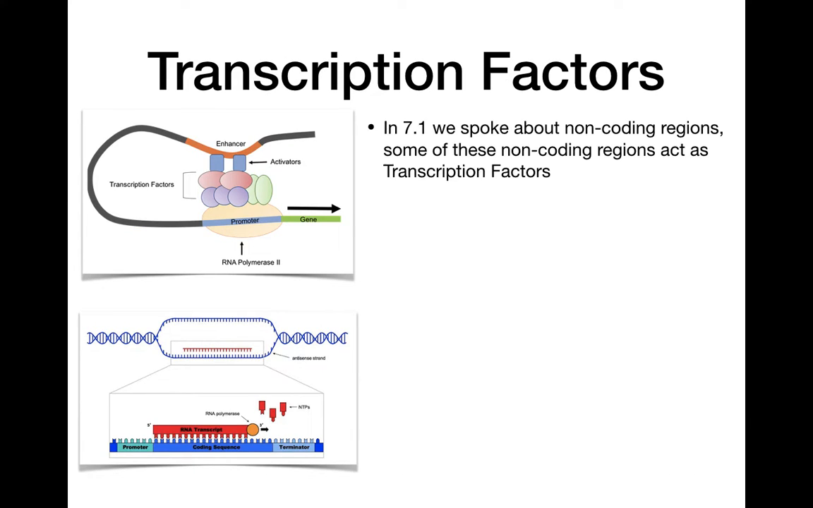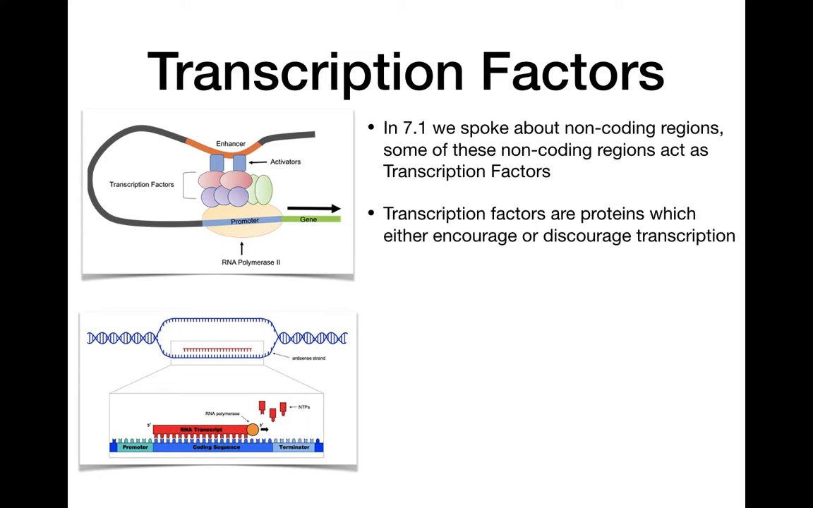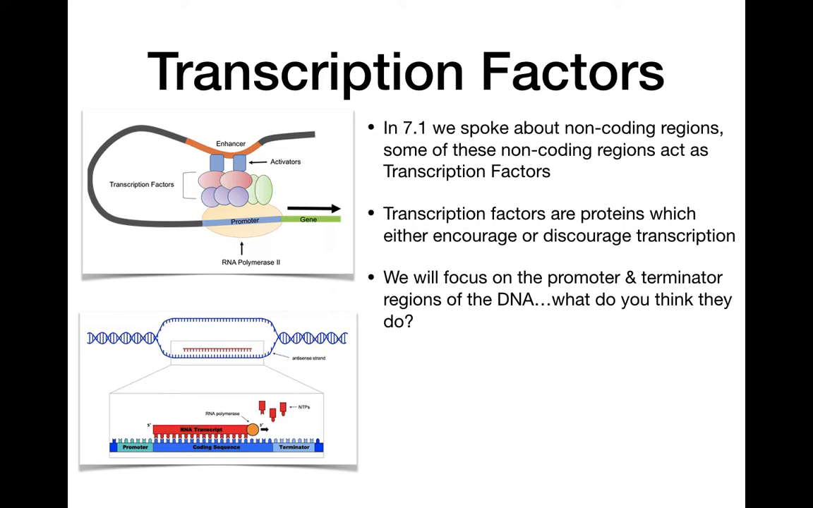So about transcription factors. We talked about non-coding regions in 7.1, and some of those are what we call transcription factors. These are going to be proteins that either encourage transcription or discourage transcription, depending on their role in the cell. So we're going to focus on 2 main ones, the promoter and terminator regions. There are many other transcription factors you will learn about if you study this more in university, but for this course, the promoters and terminators are sufficient. Luckily, their names are very logical. Can you figure out what a promoter is, what a terminator is based on that clue?